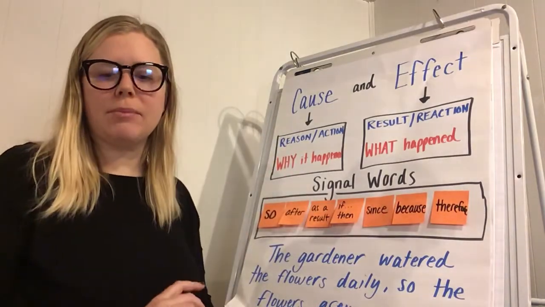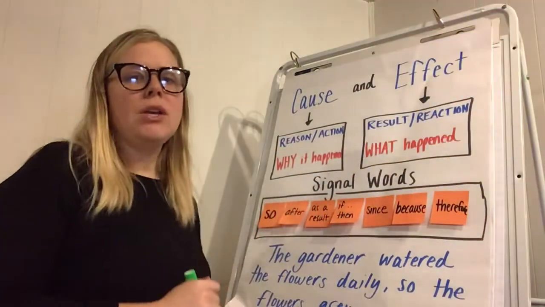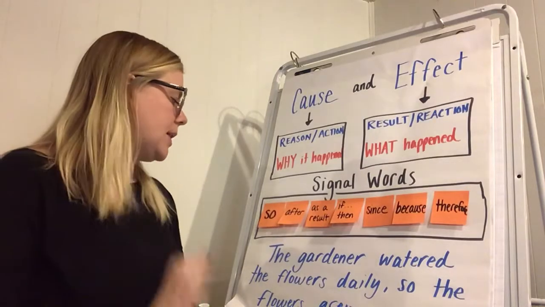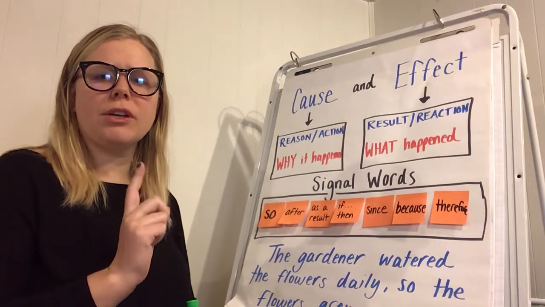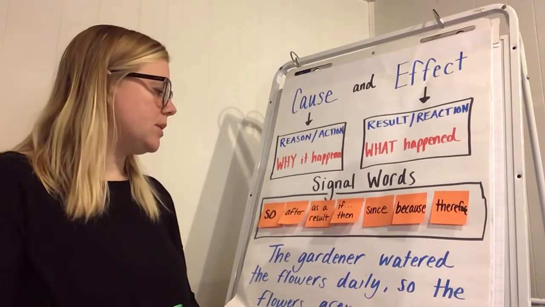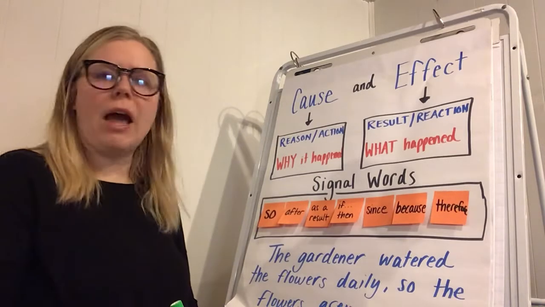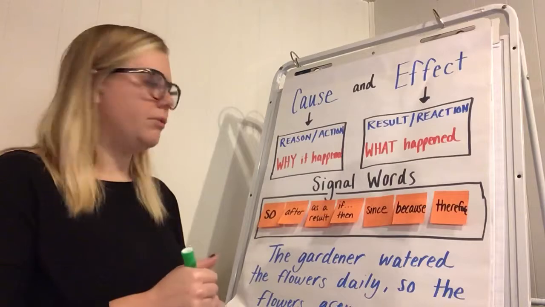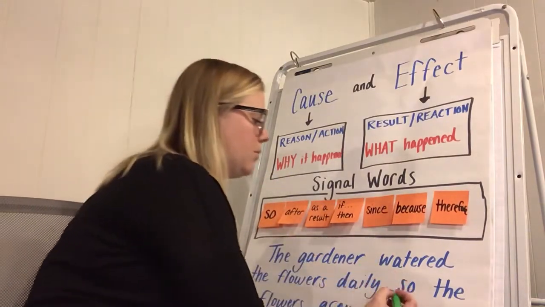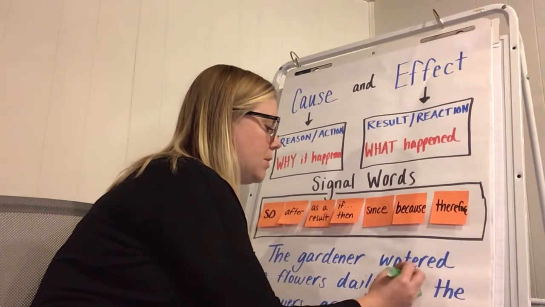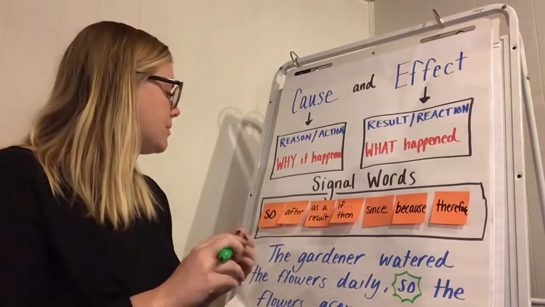Now, I'm going to show you an example I have here of a cause and effect. Let's see, we're going to highlight. So, the gardener watered the flowers daily, so the flowers grew. Well, let's first look for the signal word. What's the signal word in this sentence? The gardener watered the flowers daily, so the flowers grew. Hopefully you're saying to your screen that the signal word is so. Okay, and look, we even have a comma conjunction, just like we've worked on in the past.